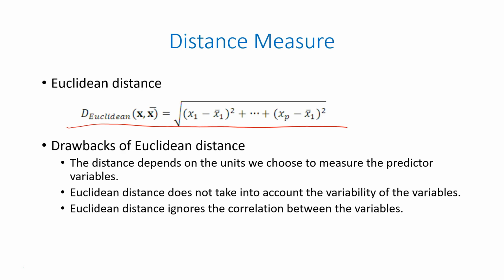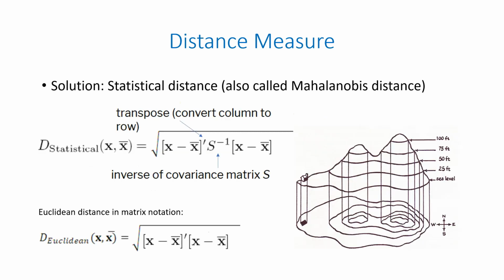While we can use standardization or normalization techniques to overcome some of these drawbacks, it is impossible to overcome all the drawbacks of Euclidean distance at the same time. So how do we solve this problem? For the reasons stated before, discriminant analysis uses a different distance measure called a statistical distance to address the drawbacks of the popular Euclidean distance.